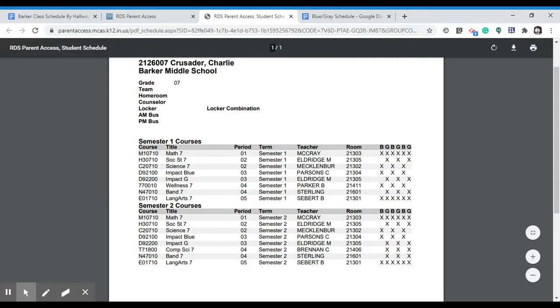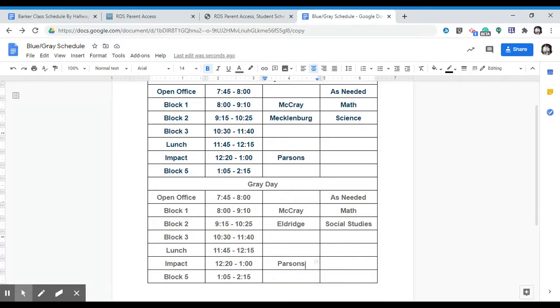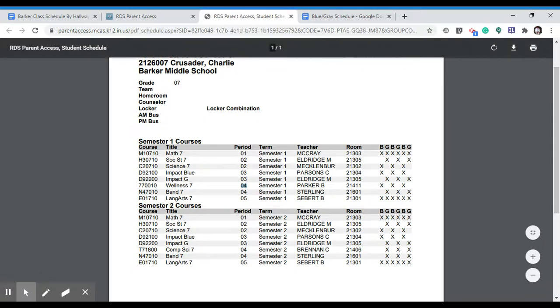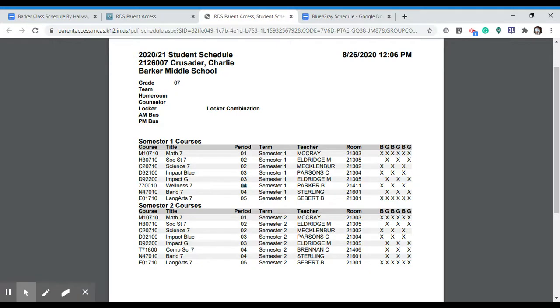I'm going to skip down now to my 4th block. Even though it says 3rd block here, I'm going to find my 4th block because we're flip-flopping impact. Now, this is not true for every student. Some students have their 3rd block and then their impact is 4th. But for this hallway, it's showing right here. So I have 2 different 4th block teachers. So I know that I have a different one for the blue day and another one for the gray day.